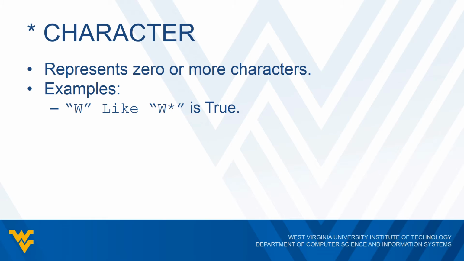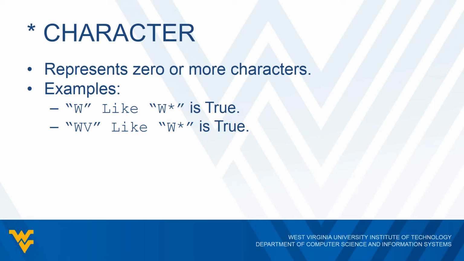So let's take a look at some examples and see how we can use this character in our like operator. Let's say we have the following example. So we have capital W as our string, and we're trying to see if it matches the pattern W star. I'm probably just going to use star instead of asterisk because it's simpler. This is going to return true because the star here would represent 0 characters, so we're basically saying does W match W? And it does, so this is going to be true.